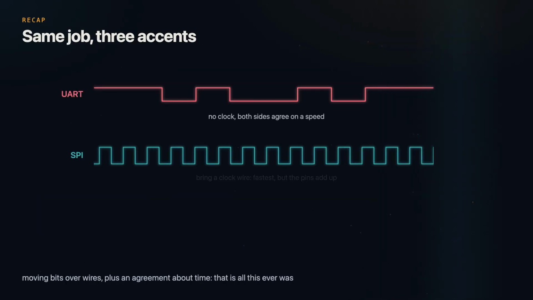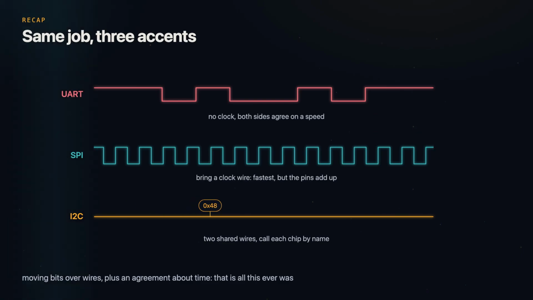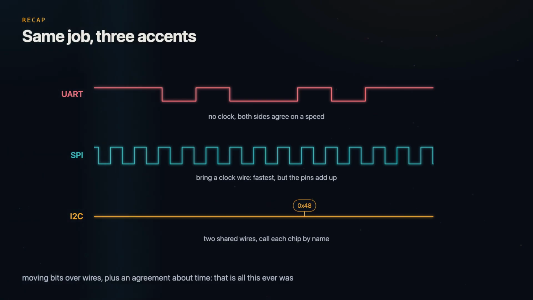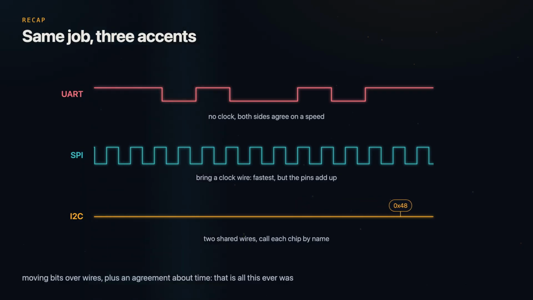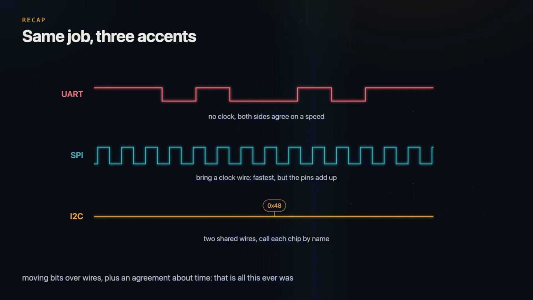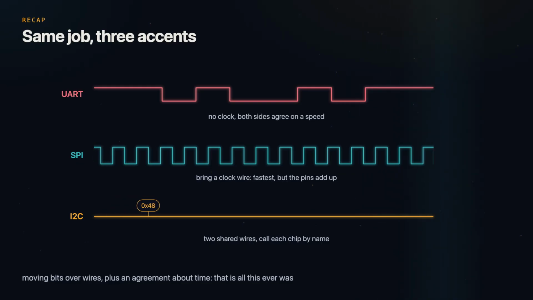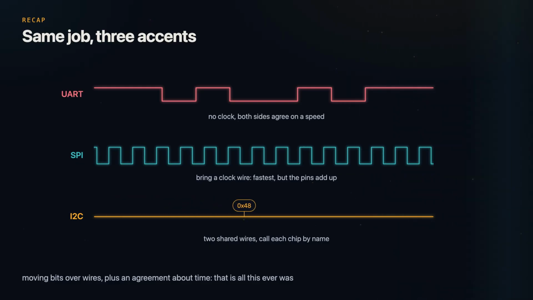3 languages, 1 idea. Moving bits over a wire takes an agreement about time. UART agrees in advance. SPI ships the beat on its own wire. I2C shares that beat and adds names. Next time a gadget just works, remember, under the glass, 3 quiet languages are doing all the talking.